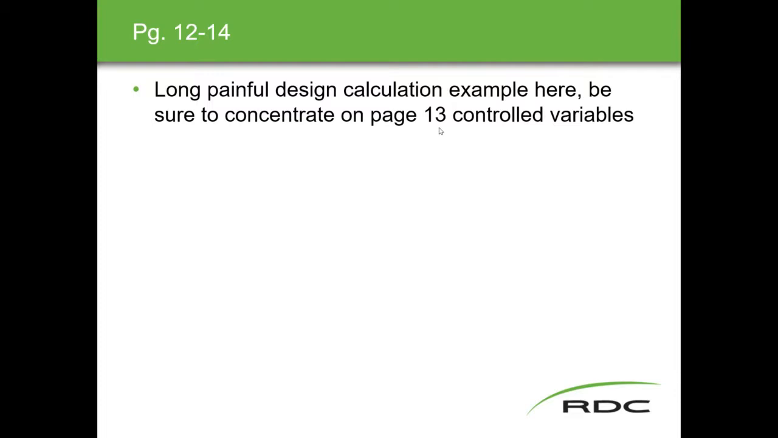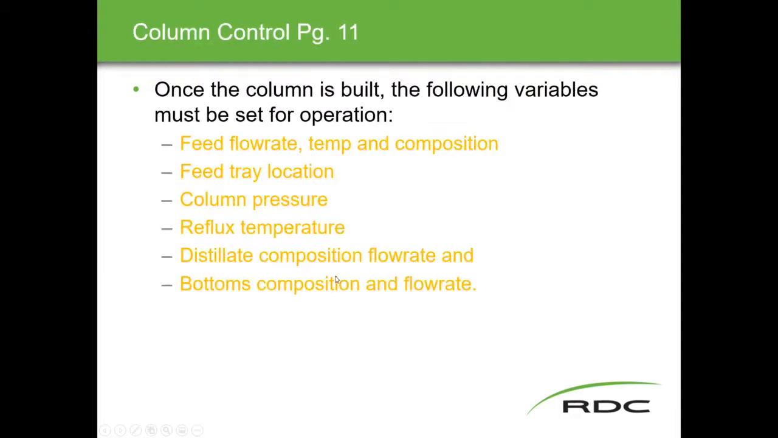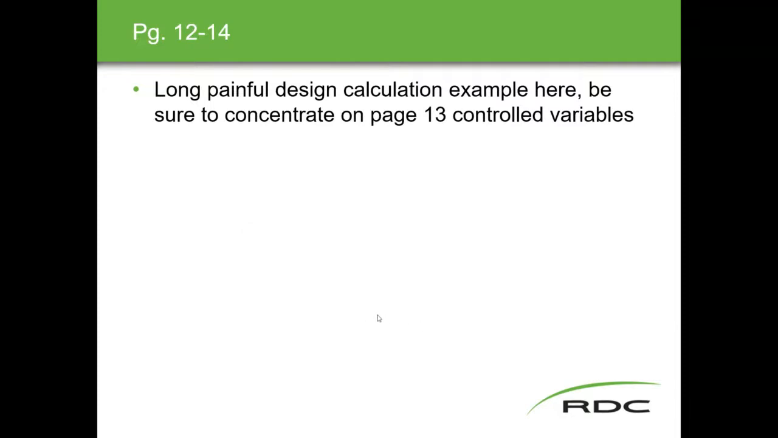But if we look at the diagram on page 13, if you're following along, this addresses all of those controlled variables that we were talking about on the previous slide. So feed flow rate, you'll see it over there, calculated value. Tray location, it doesn't really address. Column pressure, no pressure controller on this one. But it talks about the controlled variables and the effects of the changes that you make with those controlled variables and what those particular elements do.